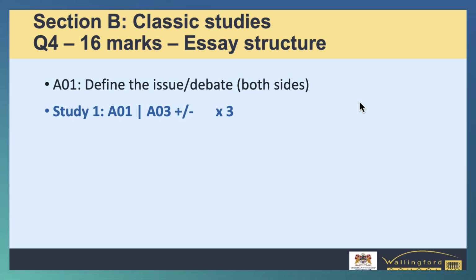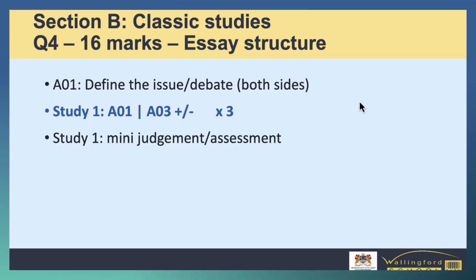We're going to do AO1, AO3, plus minus. We're going to repeat that process 3 times, and that hopefully will give us 3 AO1 marks for that study and 4, 5, 6 AO3 marks for that study as well. It's not a hard and fast rule, but if you stick to a structure similar to this, and you also make sure you have pluses versus minuses in your AO3, then you won't go far wrong.